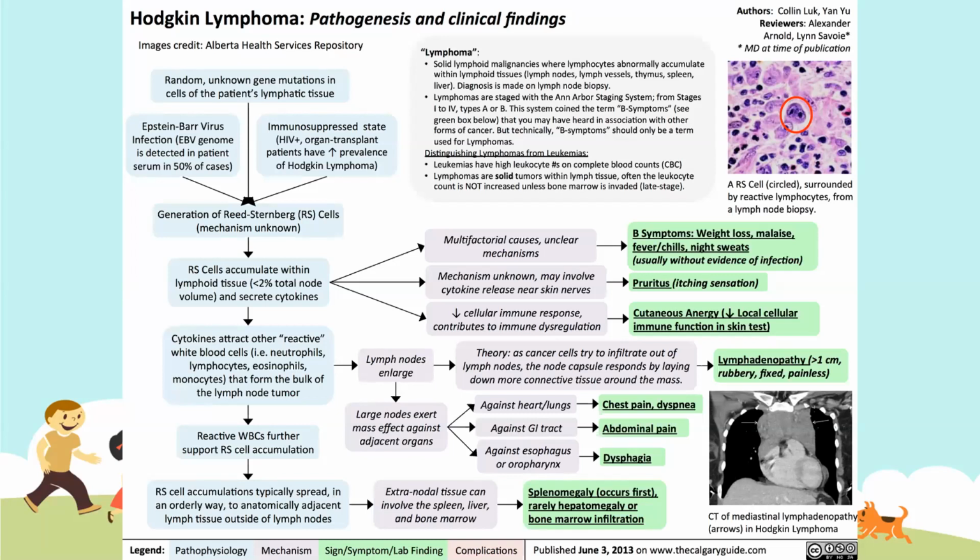After that, the reactive white blood cells will further support the Reed-Sternberg cell accumulation, and then the Reed-Sternberg cells will typically spread in an orderly way to anatomically adjacent lymph tissue outside of the lymph nodes. So the common extranodal tissues that will be involved are the spleen, liver, and the bone marrow. So it can cause splenomegaly and rarely hepatomegaly and bone marrow infiltration.